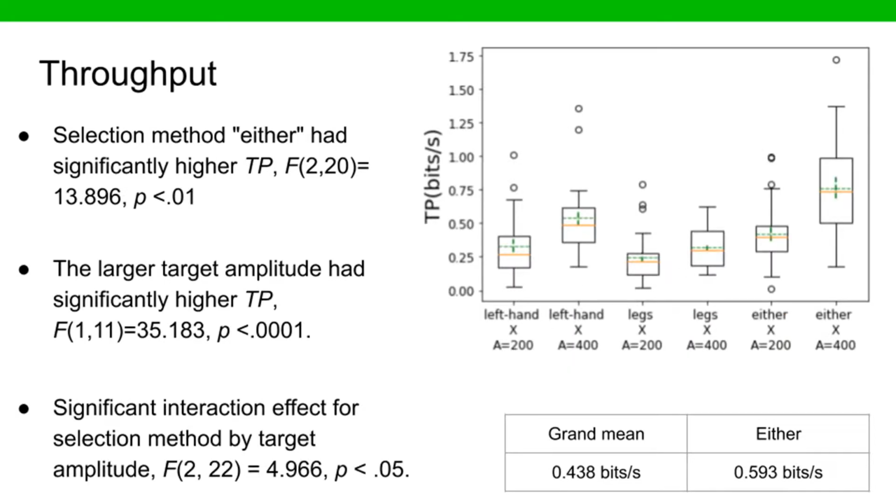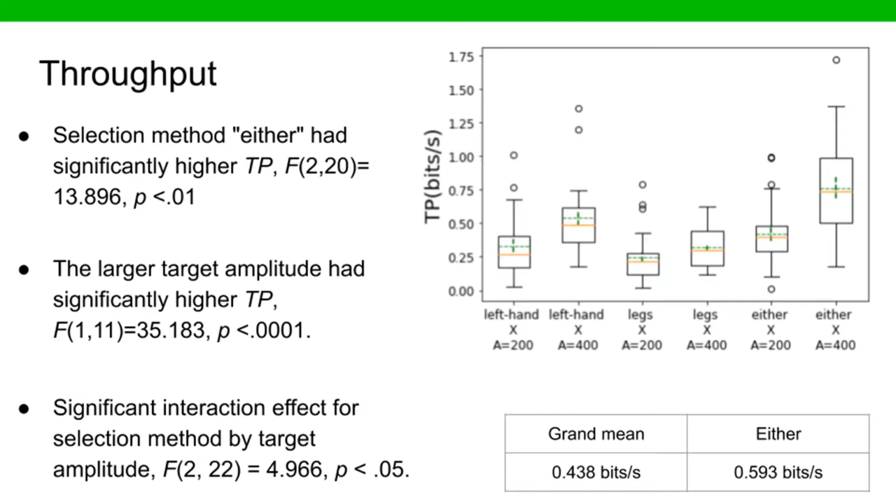Here we have the interaction effect of selection method by target amplitude on throughput. The grand mean was 0.4 bits per second. The selection method either had the highest throughput, 0.6 bits per second. For the either method, the BCI classification is reduced to a simpler binary classification between rest and motor imagery. Whether it's left hand or legs is not considered.